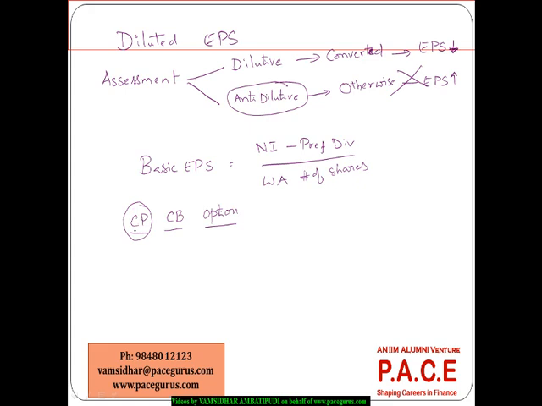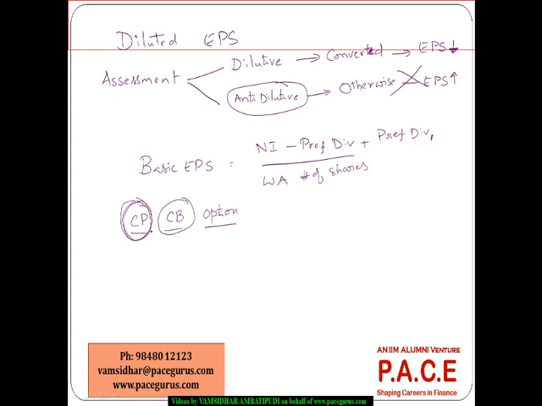Now, if I am looking at convertible preference stock and let's say it is dilutive, what if it is converted into equity? If it is converted into equity, obviously I don't need to pay a preference dividend on it. So whatever preference dividend I am paying on this convertible preference stock, I'll add it back, because it is no more an expense for me, since it is converted into equity.